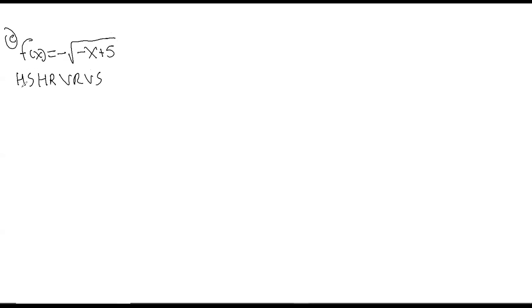Is there a horizontal? I'm missing a number. I'm sorry, I forgot my +3 at the end. There is supposed to be a +3 at the end. Make sure you have that in your function. This should be negative square root of -x + 5, then a +3 outside.